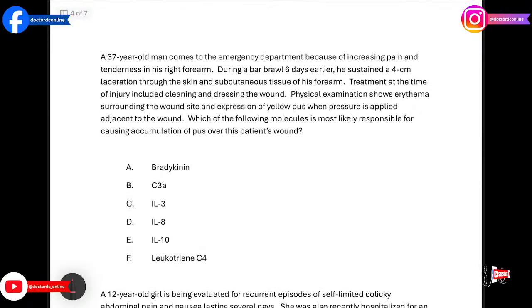Now we move to our next question. A 37-year-old man comes to the emergency department because of increasing pain and tenderness in his right forearm. About 6 years earlier, he sustained a 4 centimeter laceration to the skin and subcutaneous tissue of his forearm. The treatment at the time included cleansing and dressing of the wound. The physical examination shows erythema surrounding the wound site and expression of yellow pus when pressure is applied adjacent to the wound. Which of the following molecules is likely responsible for causing accumulation of pus over this patient's wound?